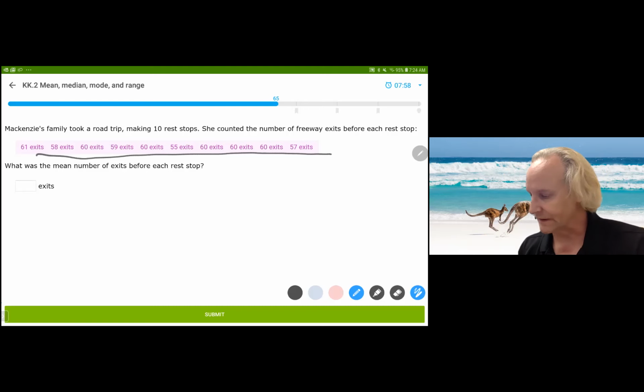But what I'm going to do is guess that it's 60. And what I'm going to do is add the average of the differences from 60. You're going to like this. It's a really cool method. So this 61 acts like a +1. 58 is a -2. 60 is 0, so it has no effect.